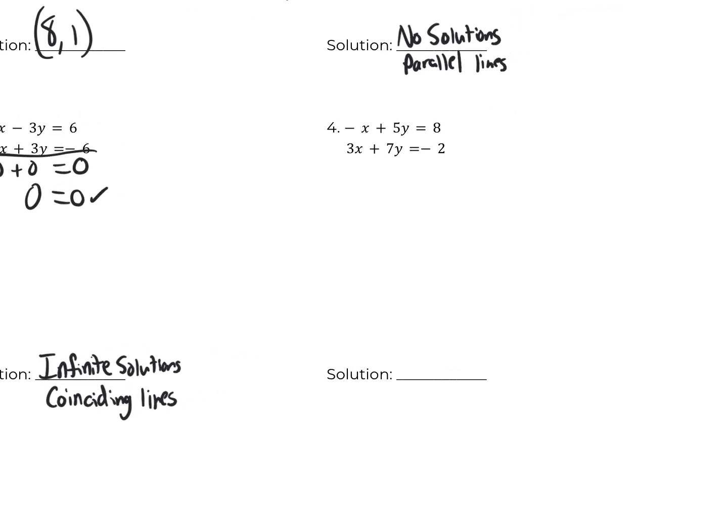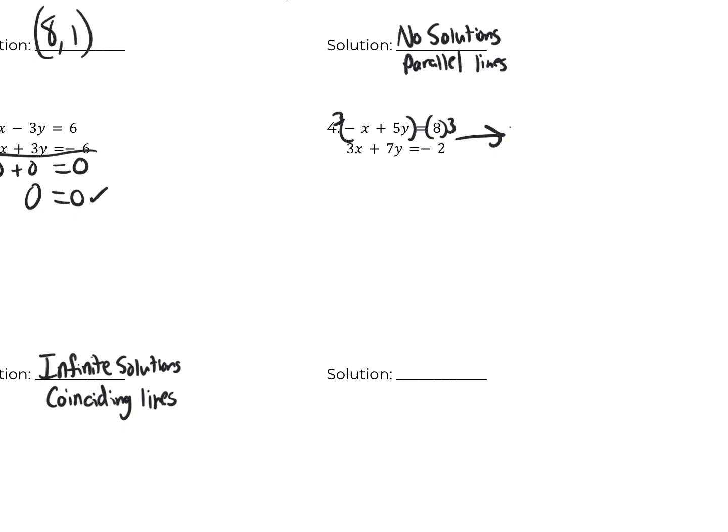All right, next one. I have negative x plus 5y equals 8. 3x plus 7y equals negative 2. I have no opposite coefficients. So what I need to do is create some. Now I have this negative x on top and a positive 3 on bottom. So if you think about it, what could I multiply negative 1 by to make it equal 3? Well, I could multiply it by 3. So if I multiply this top by 3, I got to do the left and right side. I should have an opposite value coefficient now.